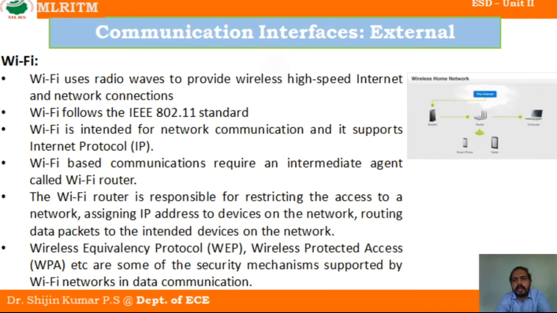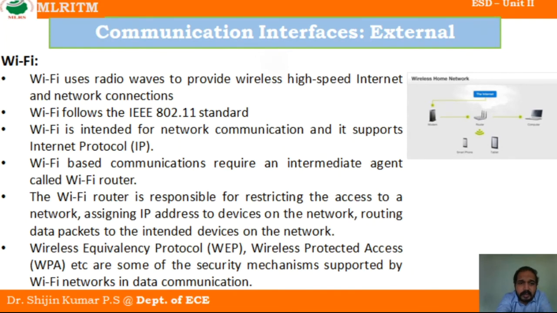In order to communicate in Wi-Fi, we need an intermediate device called a Wi-Fi router. This Wi-Fi router is responsible for restricting access to the network, assigning IP addresses to the incoming devices, and routing the data packets to the corresponding device. We can control this using a password. In order to provide security to this Wi-Fi communication system, we can provide a password. We have some security mechanisms.